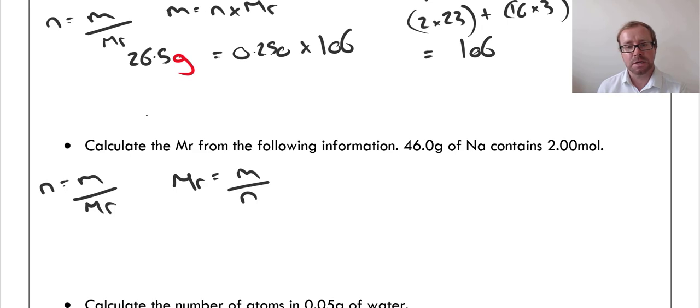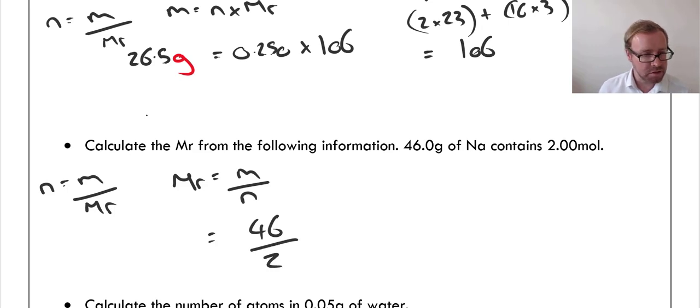Here's my mass because it's grams here. So 46 divided by 2, which tells me it's moles, the units, gives me a value of 23. And I'll put the units on: grams per mole, g mol^-1.